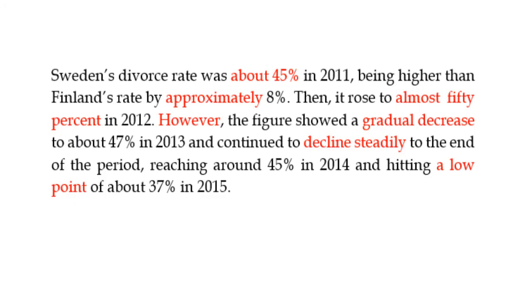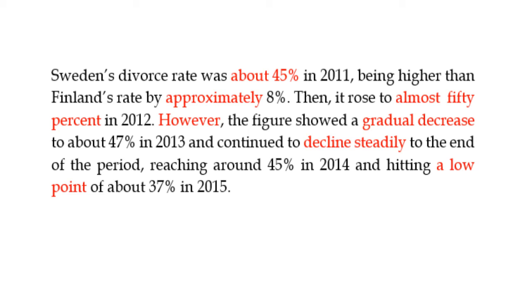Let's proceed to feature 2. Now, in this, we have to write about Sweden because in the first feature paragraph, we have written about Finland. So this is how a paragraph will look. Sweden's divorce rate was about 45% in 2011, being higher than Finland's rate by approximately 8%. Then it rose to almost 50% in 2012. However, the figure showed a gradual decrease to about 47% in 2013 and continued to decline steadily to the end of the period, reaching around 45% in 2014 and hitting a low point of about 37% in 2015.